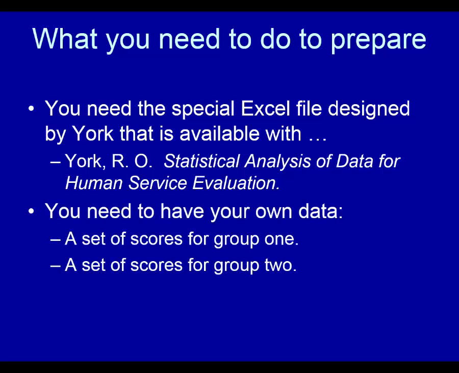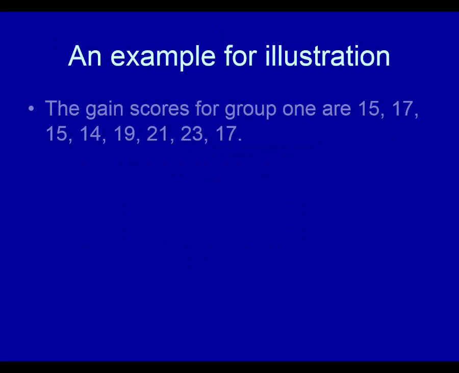You need to have your own data, a set of scores for group 1, a set of scores for group 2. I'm going to illustrate using some hypothetical data myself. An example for illustration, here we have the gain scores for group 1, let's call this the treatment group, are 15, 17, 15, 14, 19, 21, 23, 20, and 17.